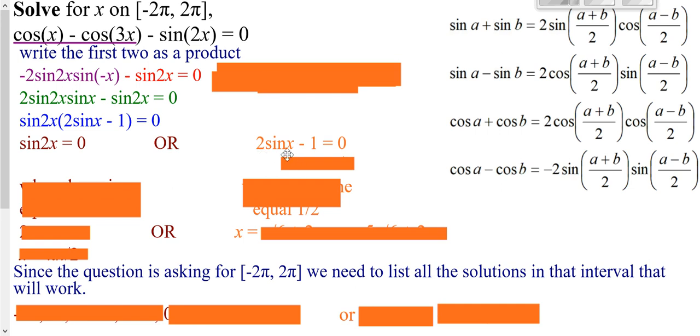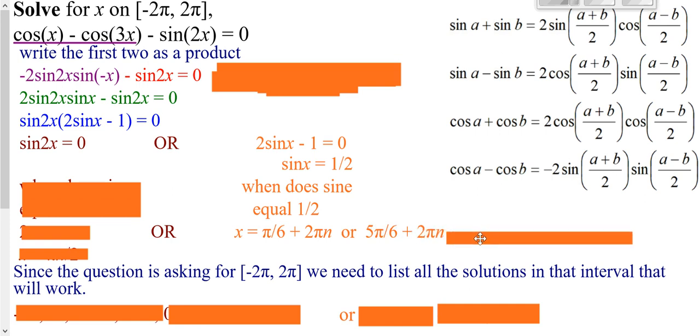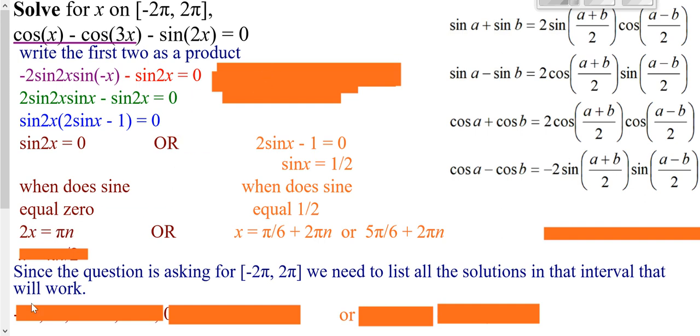Here, we still have to finish getting sine by itself, so add 1, divide by 2. And then you can ask yourself, when is sine equal to a half? Well, sine is equal to a half at pi over 6 and any revolution thereafter, and at 5 pi over 6, or any revolution thereafter. Here, when is sine equal to 0? Well, that's at any multiple of pi, because that's at 0, pi, 2 pi, and so on. So when we get x by itself, we would get this.